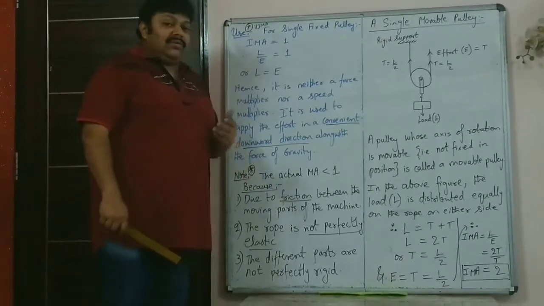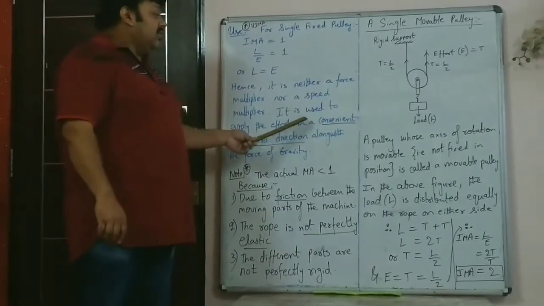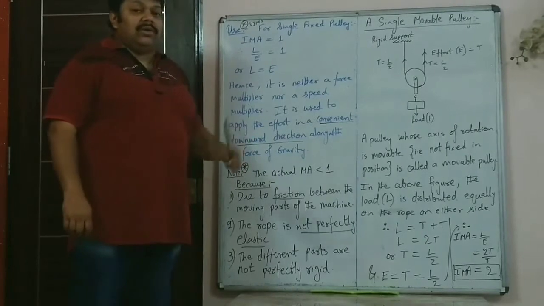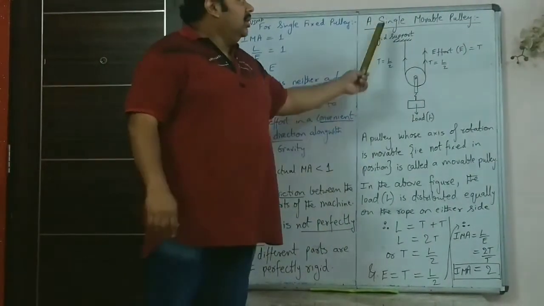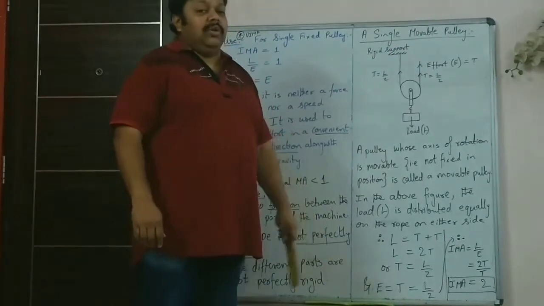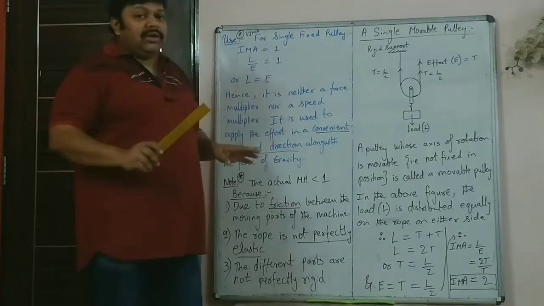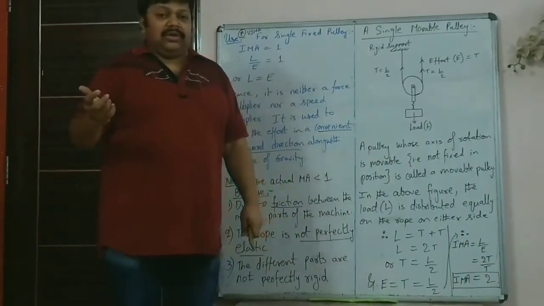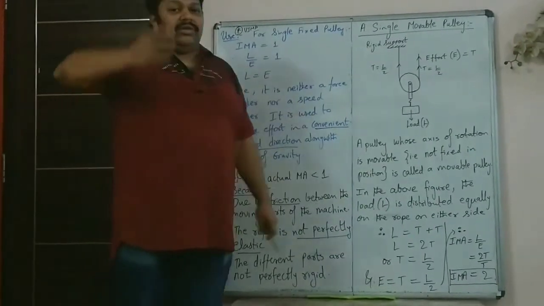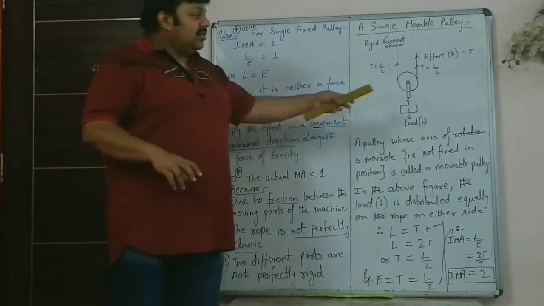Now, once we've seen the single fixed pulley, that is the simplest thing. It was just used to apply the effort in a convenient downward direction. Now we will see another system of pulley, which is a single movable pulley. Now this is not used in any well. See, besides the well, there are other uses of pulley. Since you might have seen the pulley being used in the well, that is not the only use. There are other systems of pulleys.